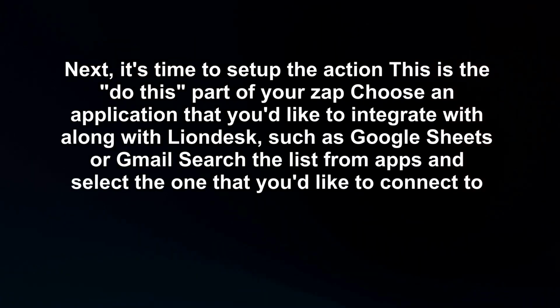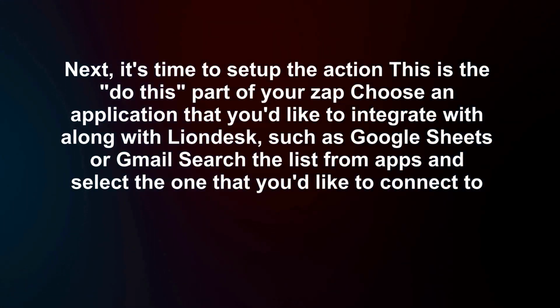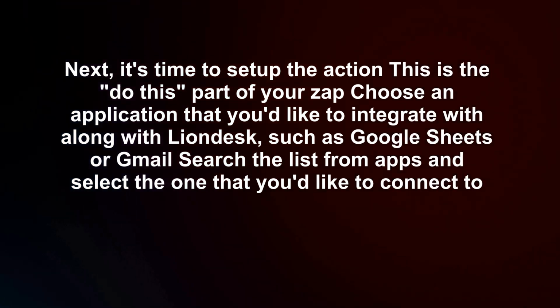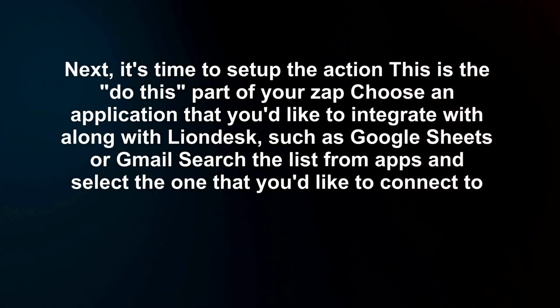Next, it's time to set up the action. This is the "do this" part of your Zap. Choose an application that you'd like to integrate along with Liondesk, such as Google Sheets or Gmail. Search the list of apps and select the one that you'd like to connect to.